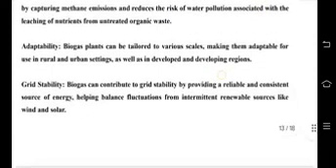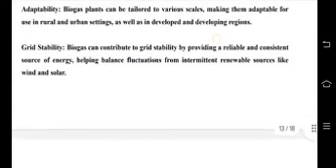In adaptability, biogas plants can be tailored to various scales, making them adaptable for use in rural and urban settings as well as in developed and developing regions. Then grid stability. Biogas can contribute to grid stability by providing a reliable and consistent source of energy, helping balance fluctuations from intermittent renewable sources like wind and solar.